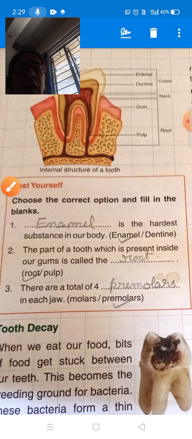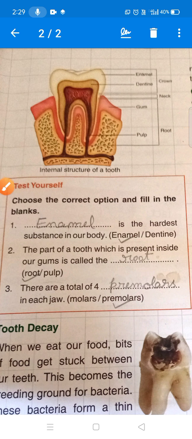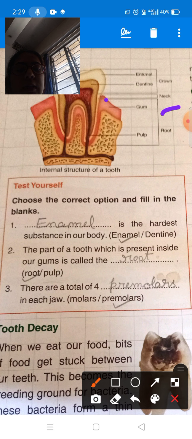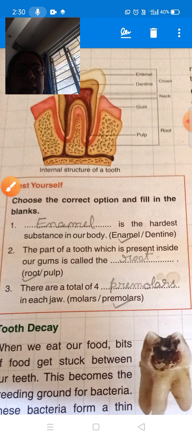And just below the crown there is a very small neck. You can see, students, it is the neck. Only this much part is called neck. Just below the crown, this is crown, and just below the crown some part is called neck.